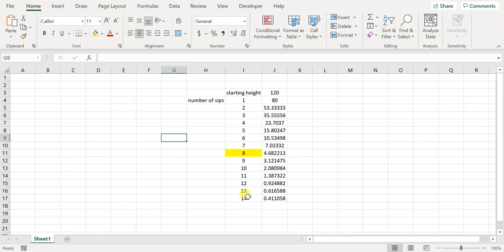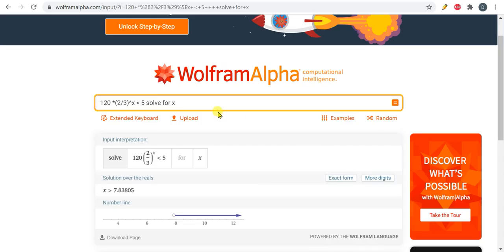And if we have a look at the answer that I got, it was between 7 and 8. And 8 obviously has taken us a little bit past 5 centimeters, but that's what we needed. We needed a whole number. So it has to be greater than 7.8. It was 8.